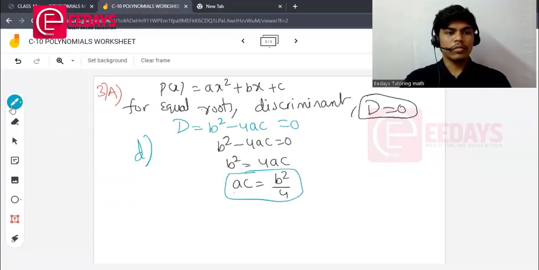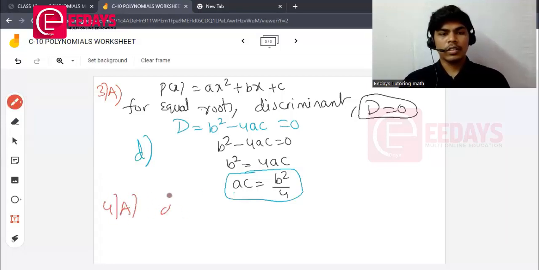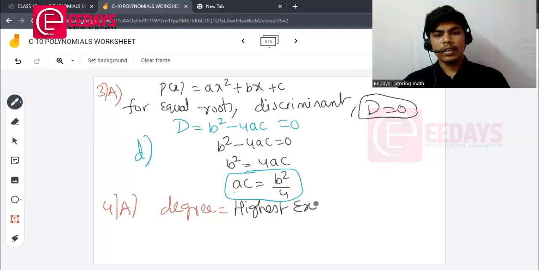Alright, let's move on to the next question. Fourth one: degree of the polynomial. What is degree first of all? Degree is nothing but the highest power or exponent of the variable.